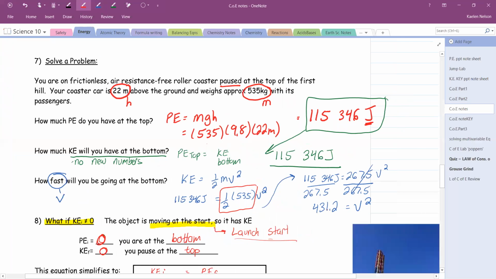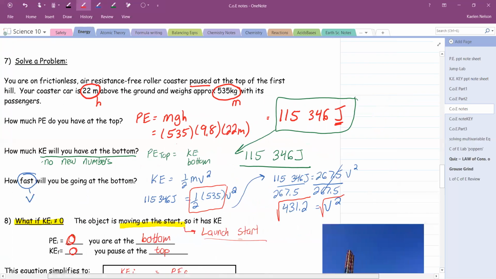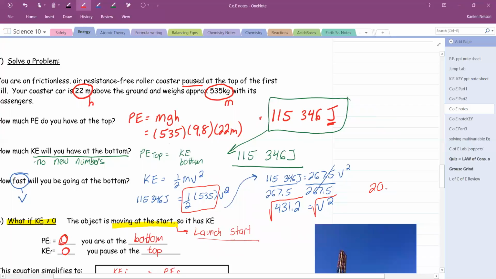Okay, just a reminder, this is a squared. You should be thinking that's a really big number for velocity. So we're going to take the root, and our answer comes out to 20.8 meters per second is velocity. Sorry, I had to squeeze in there.